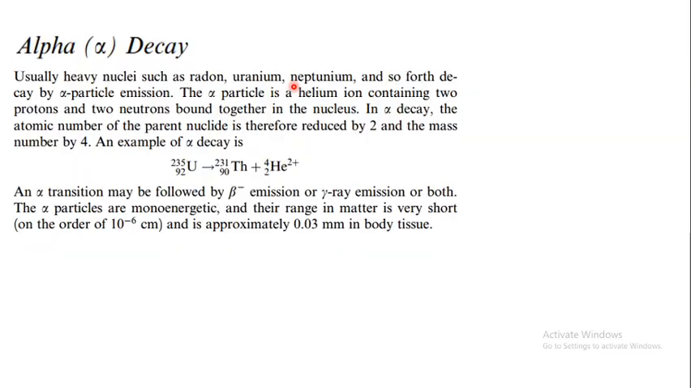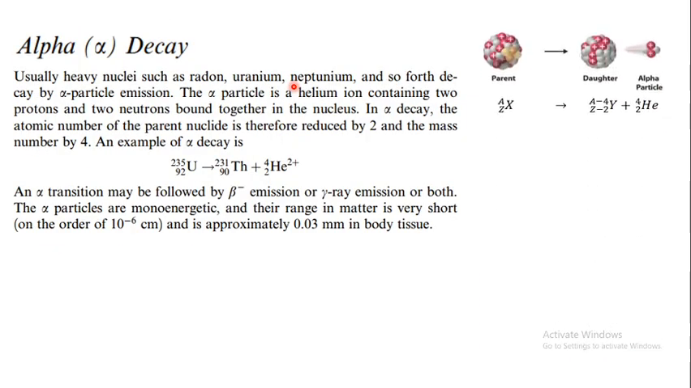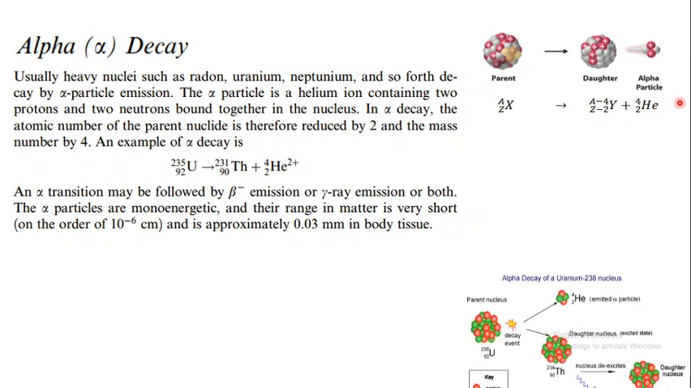This is the equation of alpha decay. This is a parent element with atomic mass reduced by 4 and atomic number reduced by 2, and a helium nucleus is also produced along with this process.